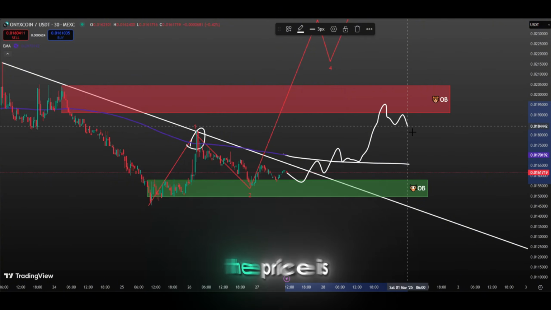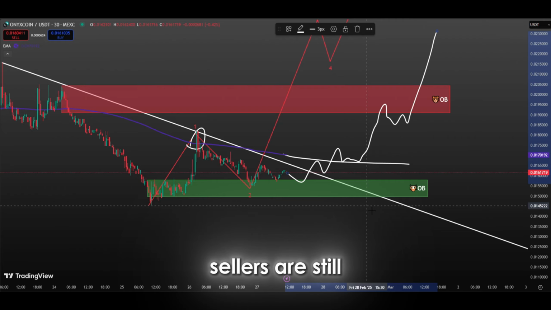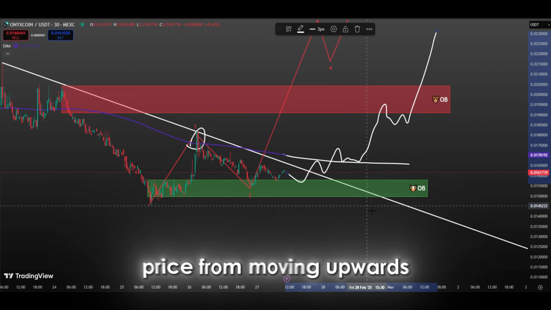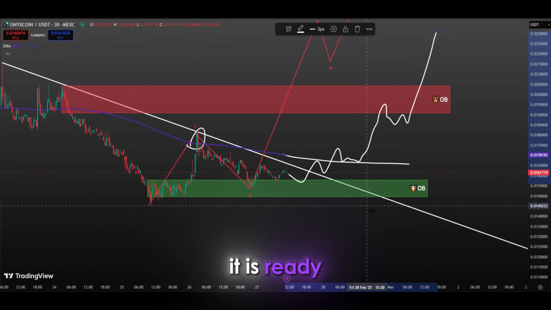However, the price is currently unable to break this level. This suggests that sellers are still exerting a strong pressure on the market and preventing the price from moving upwards. Failure to break above the 200 EMA may bring the risk of further declines, but if the price retests above the 200 EMA, it is ready to move higher.